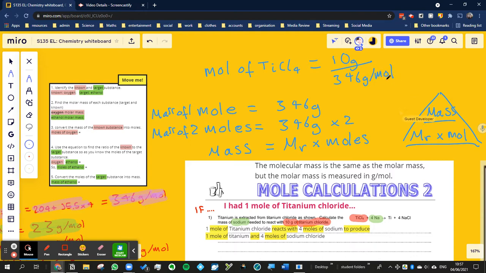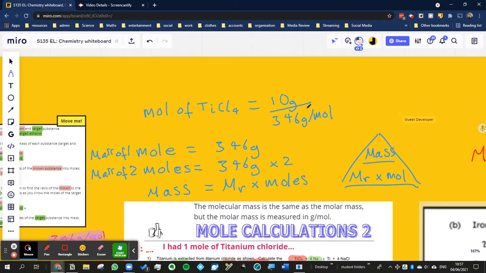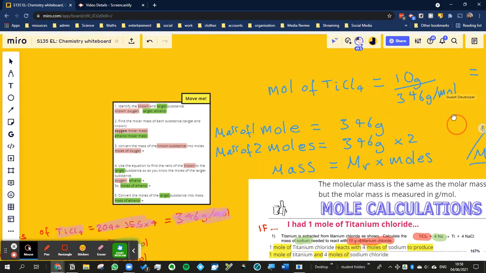If you get quite good at algebra, you can apply your understanding of algebra to these units and see that the unit is going to end up being mole. You can see the grams are going to cancel out, and the moles is going to end up at the top. I won't go into too much detail why that is, but in any case, we go 10 divided by 346, and it's quite a small number, 0.03 rounding up.